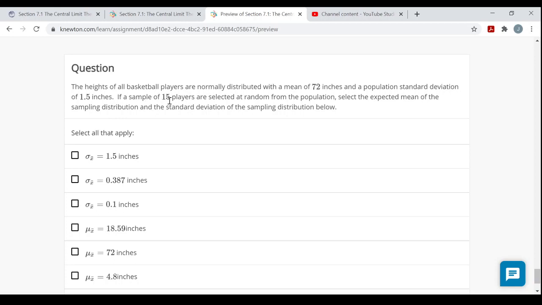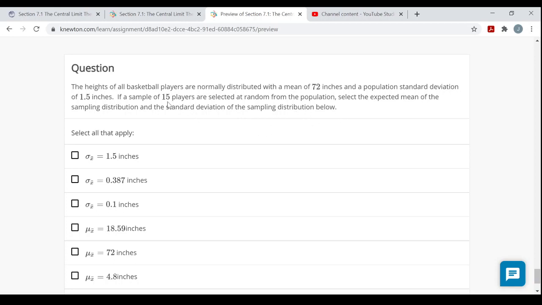If a sample of 15, now I know 15 is not greater than 30, but remember I said that if the original population is normally distributed, it doesn't matter what size you take. If they don't mention that the original population is normally distributed, then you should take 30 or more in your samples in order for the central limit theorem to apply. But here, the population is normally distributed, so I can take a sample of any size, and the central limit theorem will apply. So if a sample of 15 players are selected at random from the population, select the expected mean of the sampling distribution and standard deviation of the sampling distribution below.